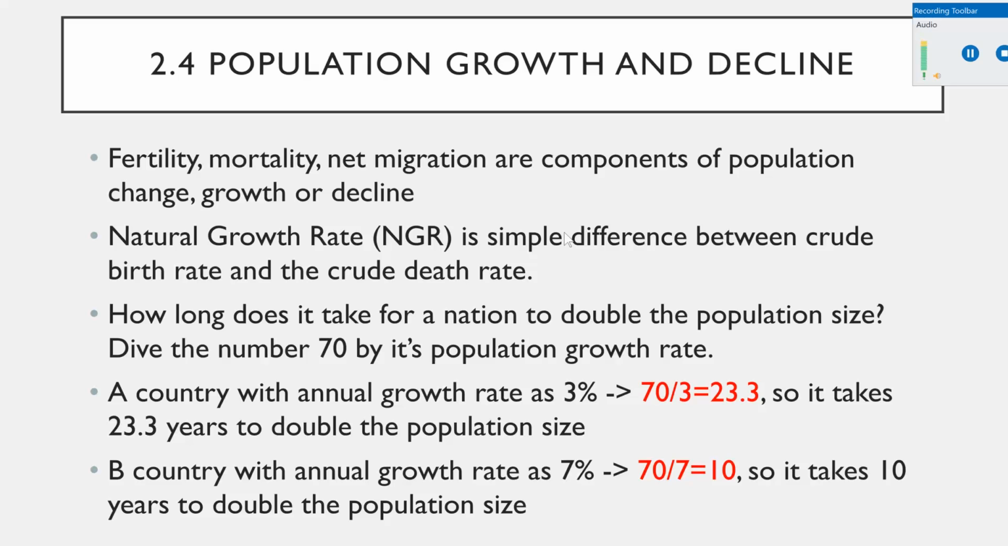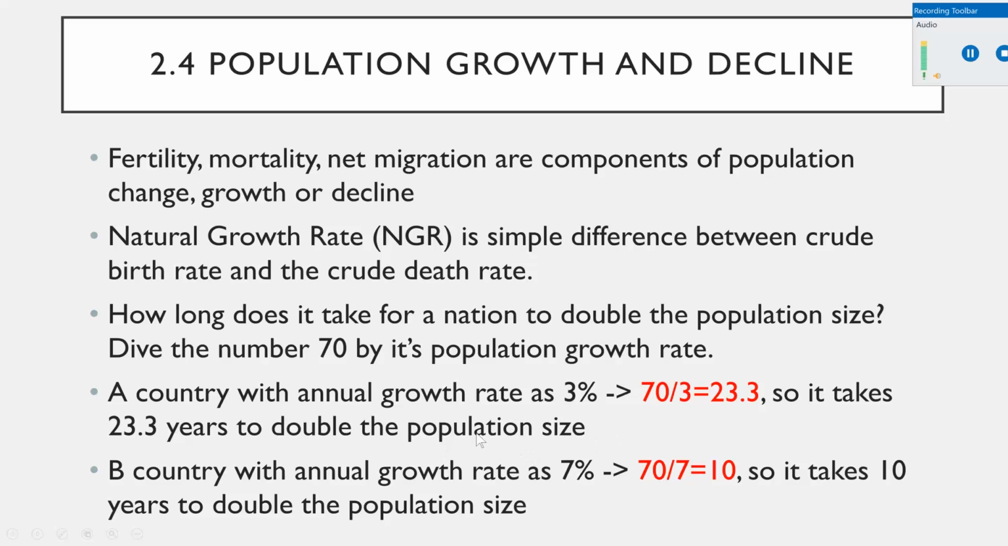There is a very simple equation: divide the number 70 by the population growth rate. Let's suppose that one country, country A, has an annual population growth rate of 3%. We divide 70 by 3, so the result is 23.3. So it takes 23.3 years to double the population size. Country B has an annual growth rate of 7%. By dividing 70 by 7, it's 10. So it takes 10 years to double the population size. It's a very easy calculation, and I will use this equation for the quiz.